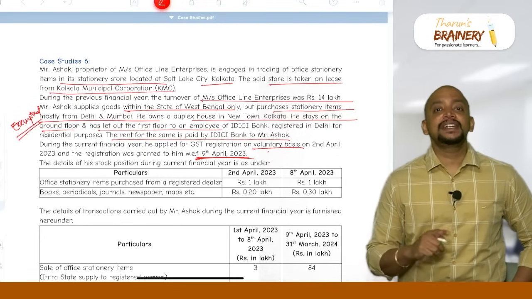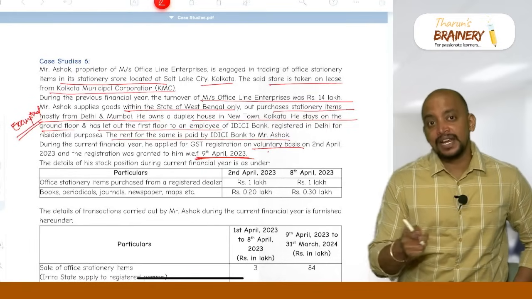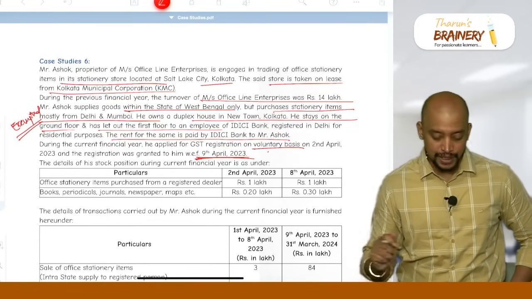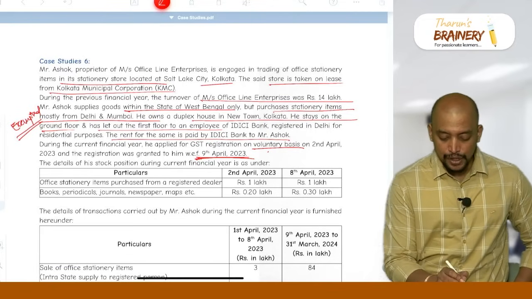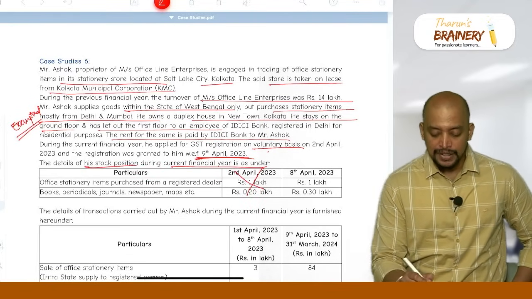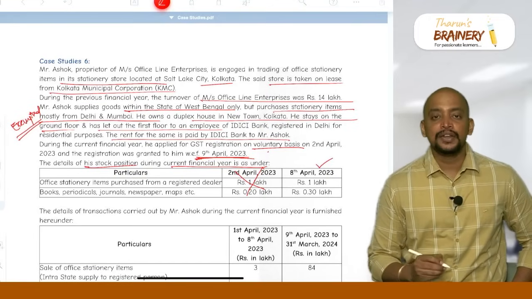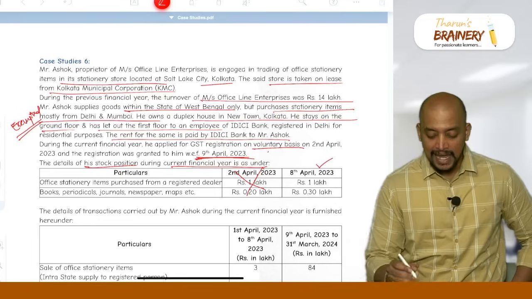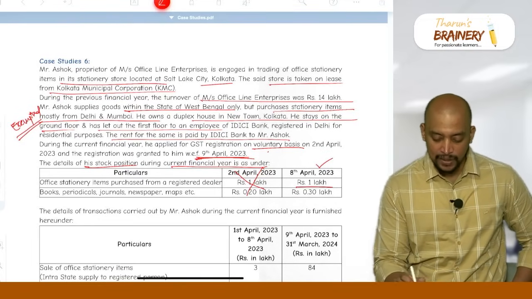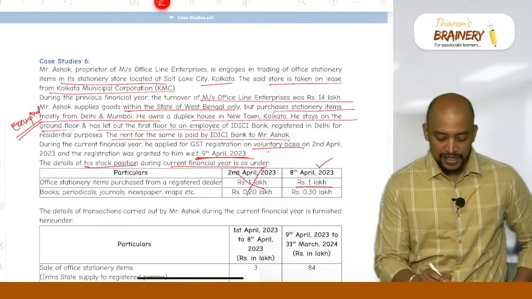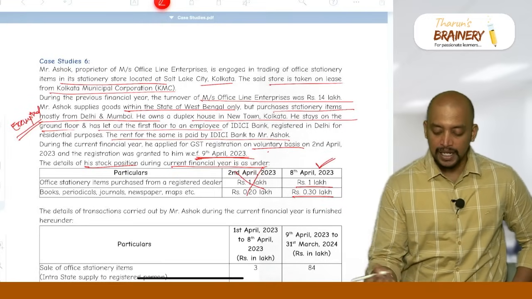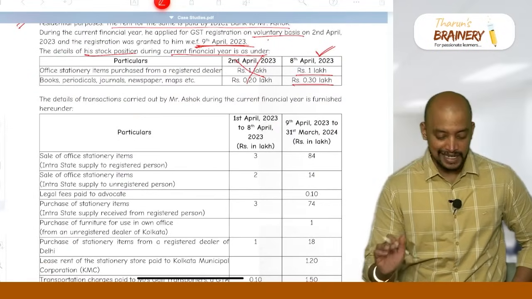Also, as per 18(1)(b), Mr. Ashok can avail ITC on the closing stock as on 8th April 2023. The details of his stock position during the current financial year, 2nd April is irrelevant. So, he needs to take ITC with respect to the stock as on 8th April. Of his stationery items purchased from a registered dealer 1 lakh, books, periodicals, journals, maps, etc. 0.30 lakhs. So, only as on 8th April whatever is the closing stock, that he can take as ITC.